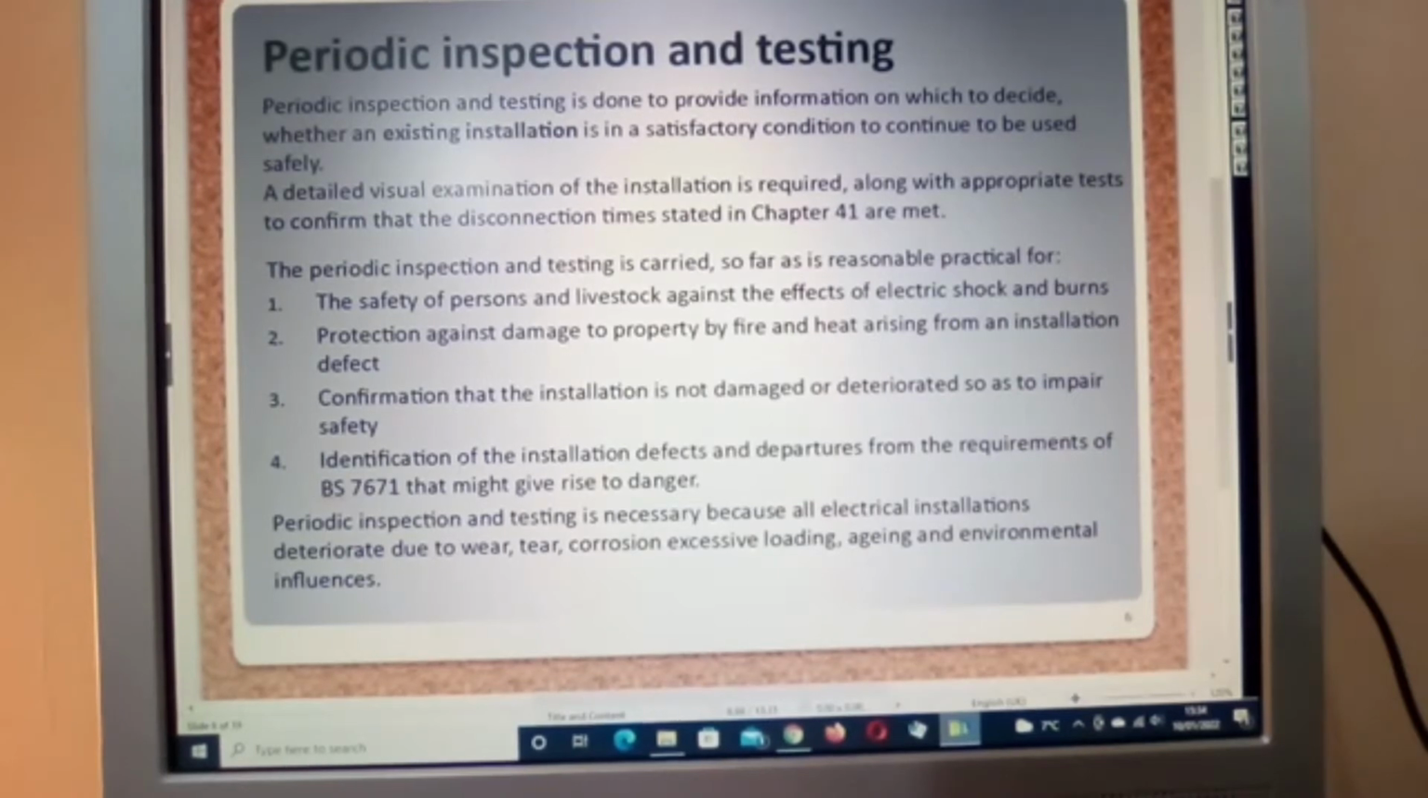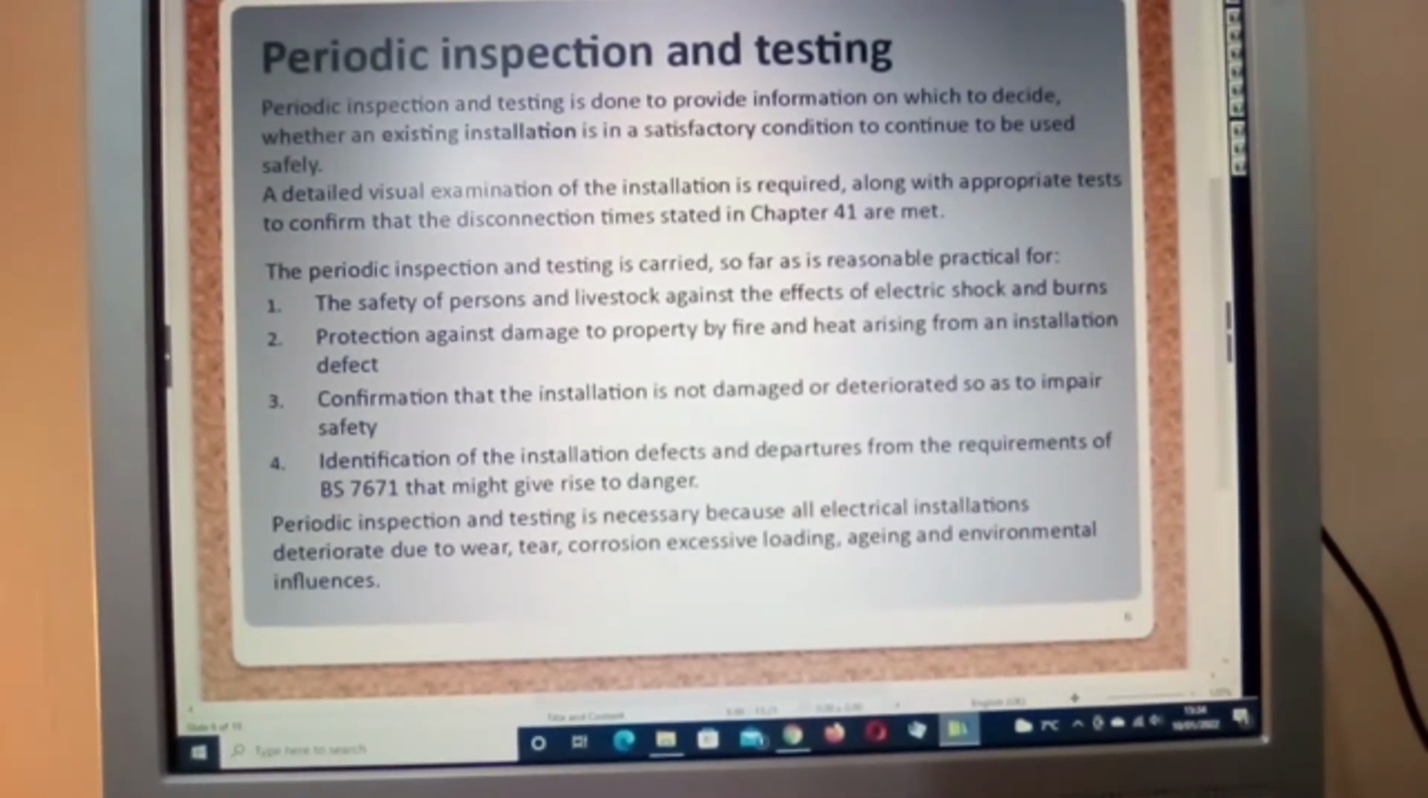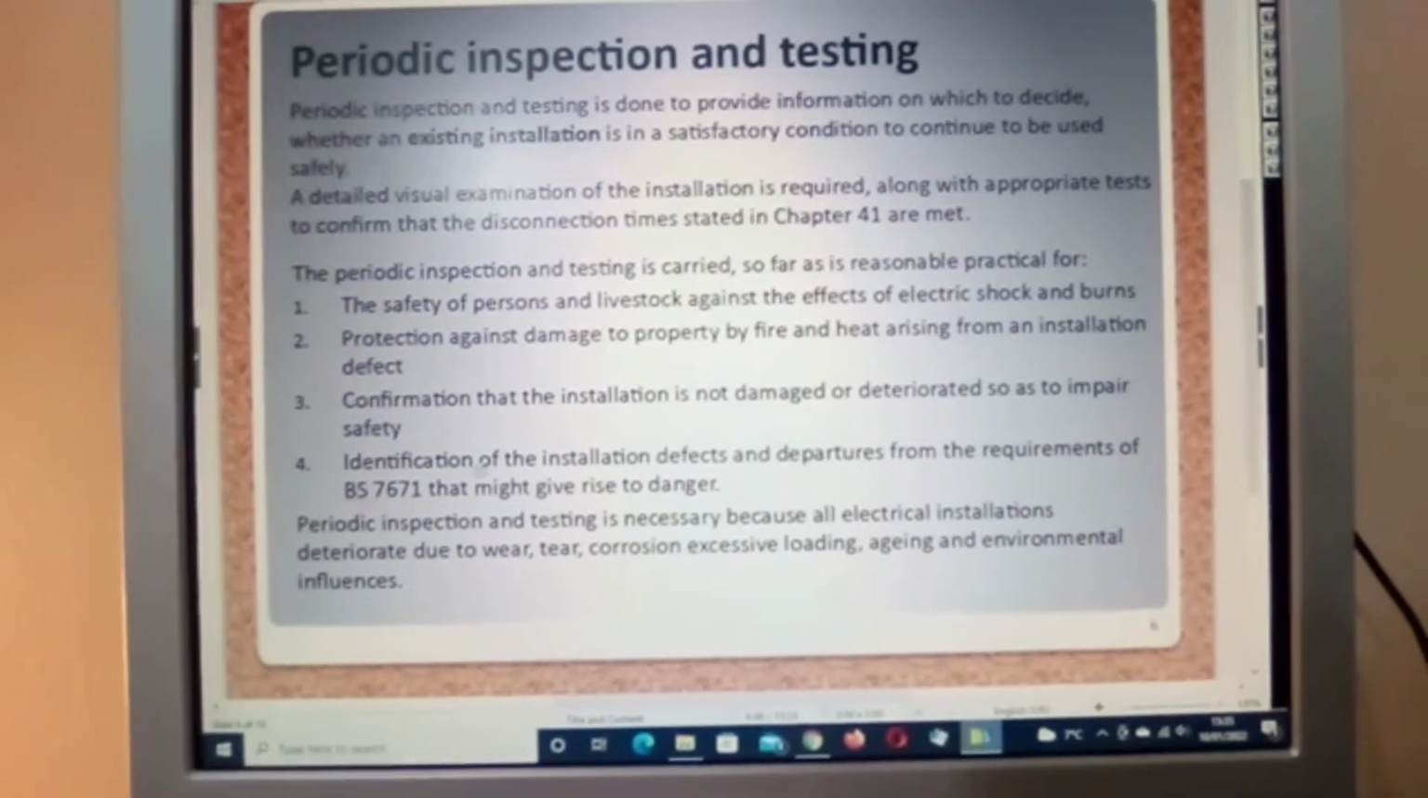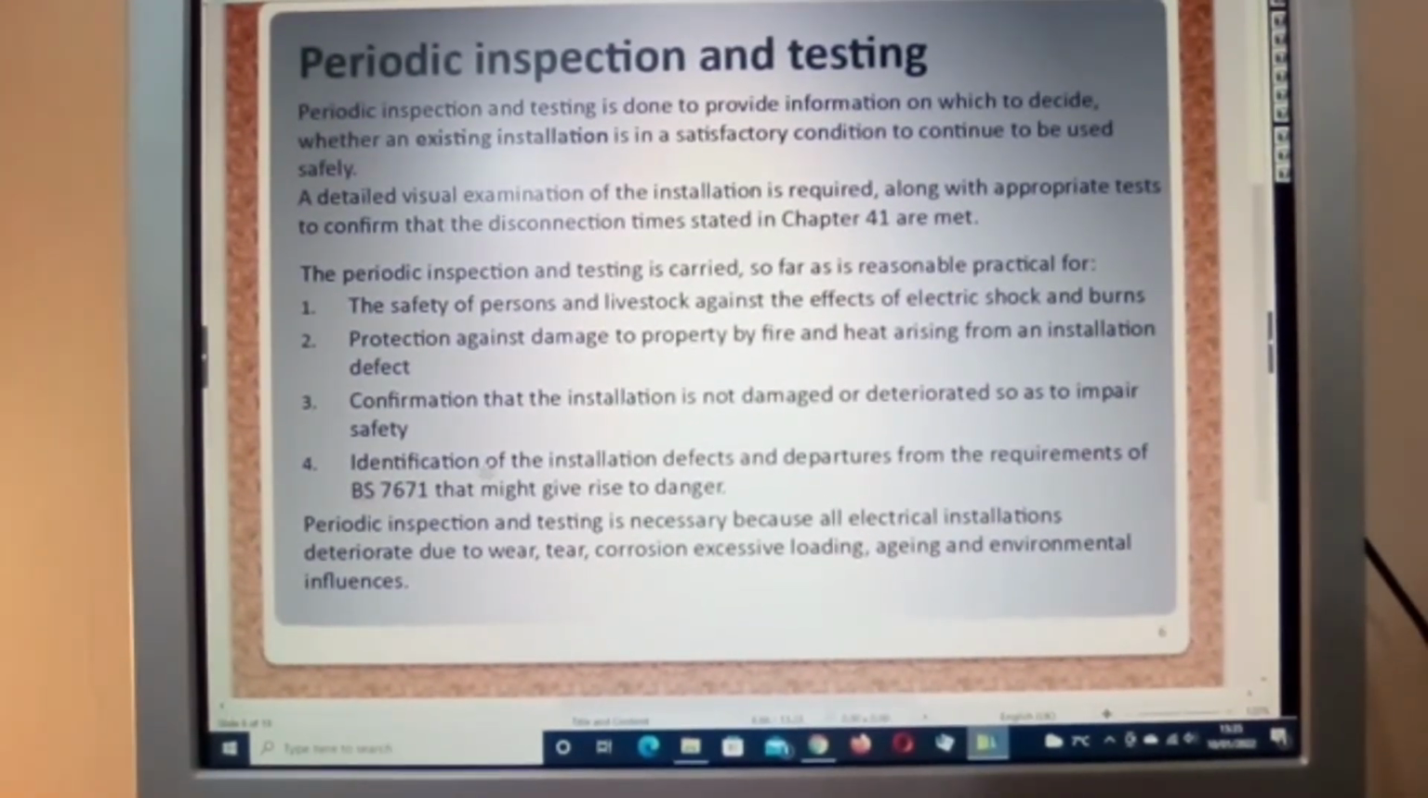Periodic inspection and testing. Now, this is for you to read for yourselves. I don't need to do anything on this. You can read this for yourselves and you can pause it to look at it. You need to know this for your own application and for the job that you are going to be doing or be called upon to do.